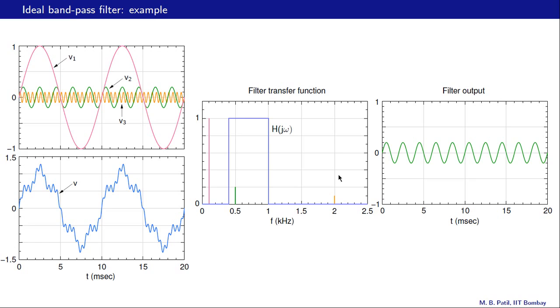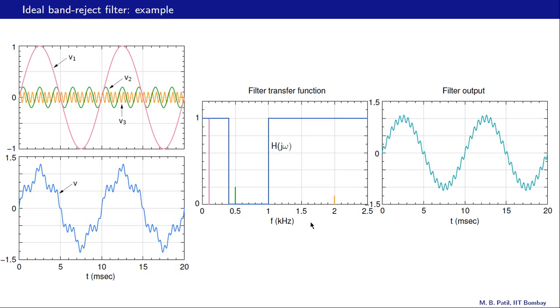What about a band pass filter? Here is an example. So the transfer function is 1 here between these two frequencies, and it is 0 otherwise. Now only this component which lies in this band will go through, and these two will get eliminated, and therefore we have the green one, that is V2 of t, as shown here.